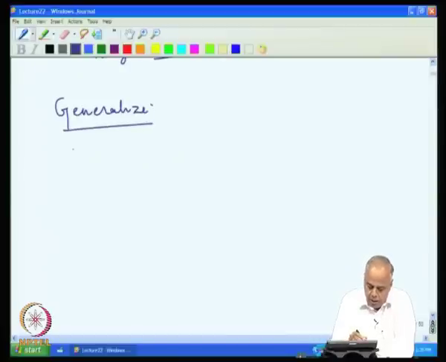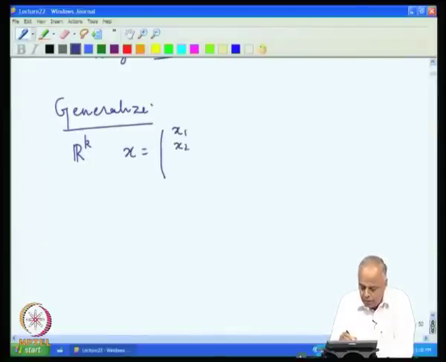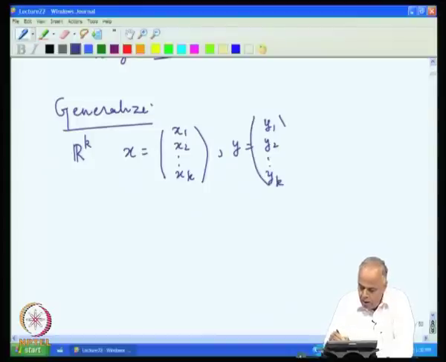Then we take R^k for any k. Now, k is not necessarily 3, it may be 100, it may be 20, it may be 30, fix a k, then look at the k-dimensional vector space R^k, and if you take any two vectors x equal to (x1, x2, ..., xk) and y equal to (y1, y2, ..., yk), analogous to the dot product, we now define the dot product on R^k, and from now on we will refer to this as the inner product in R^k, and instead of x dot y we will denote it by (x, y) within a bracket.